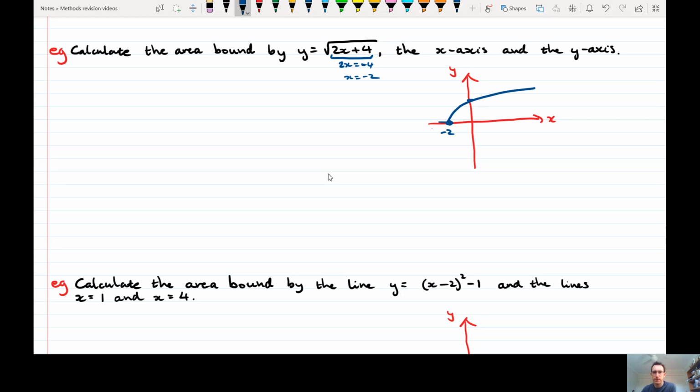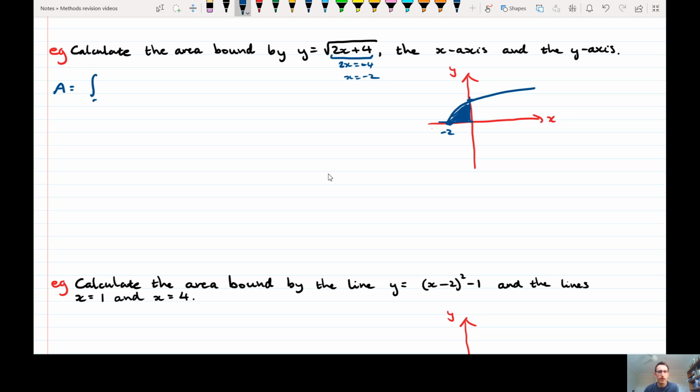the x-axis, which is this one, and the y-axis, this one. So it's bound by those three lines, meaning in there. Again, you can see it doesn't go below the axis, so it's always going to be positive with the integral, so I can launch straight into integration now.